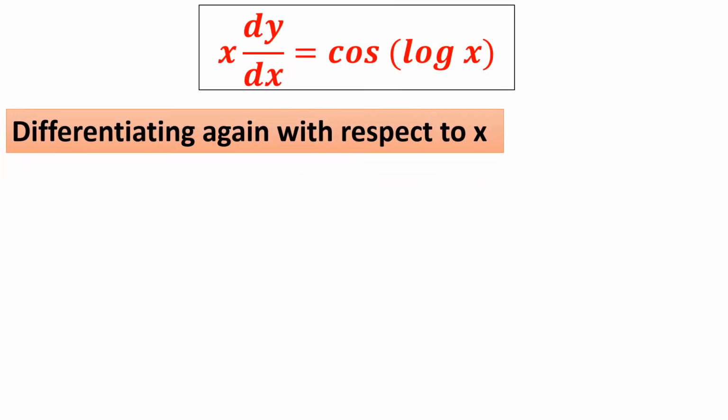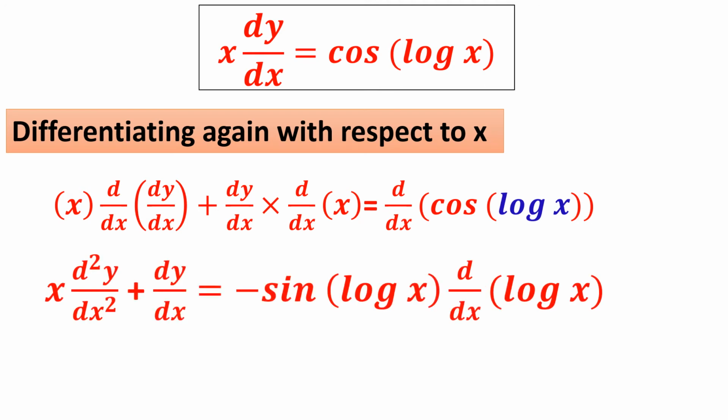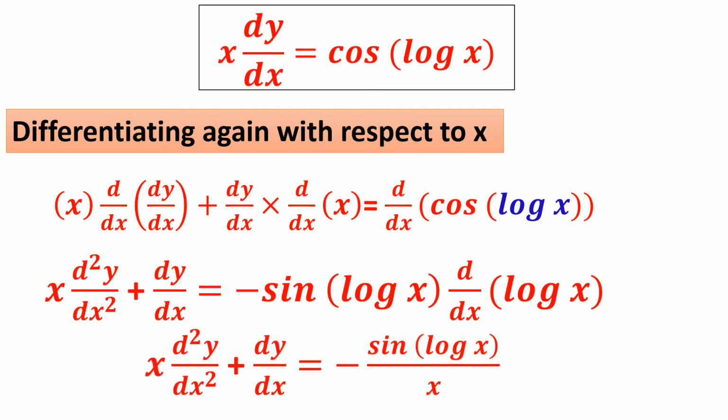Differentiate both sides with respect to x once again. Left hand side product rule. Keep x, differentiate dy by dx, plus keep dy by dx and differentiate x. Right hand side, differentiation of cos of log x. Left hand side x into second derivative, because d by dx of dy by dx is d square y by dx square. And what is the differentiation of x? It is 1. Therefore, plus dy by dx is equal to minus sin of log x into d by dx of log x, making use of chain rule. Once again, what is differentiation of log x? It is 1 by x. Therefore, the right hand side is minus sin log x by x.